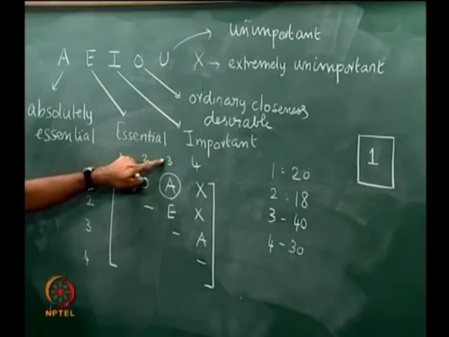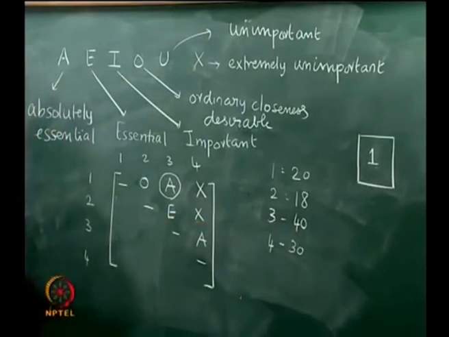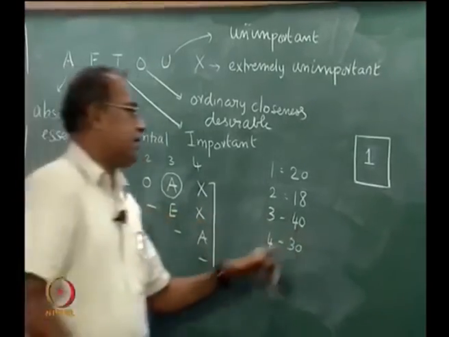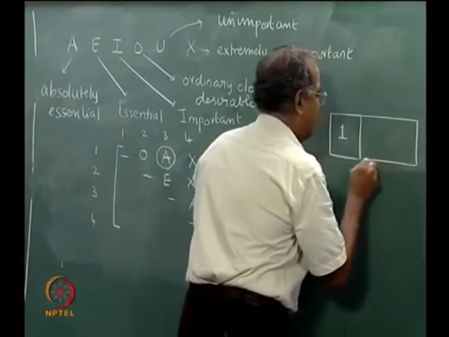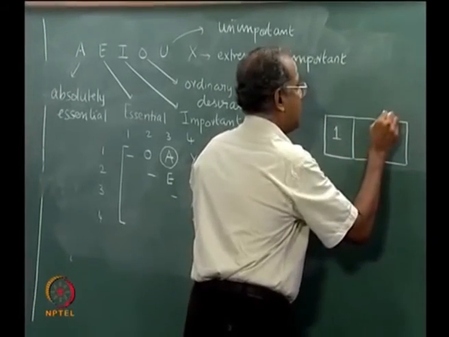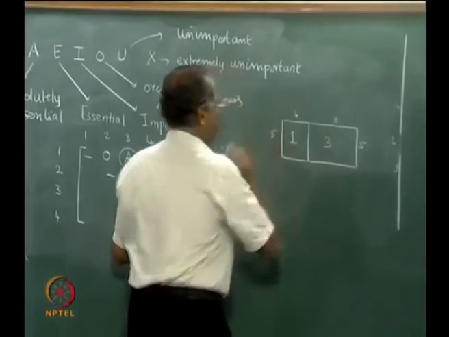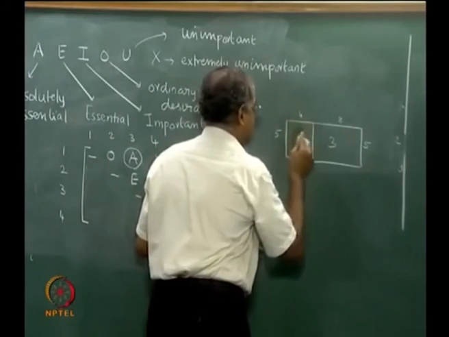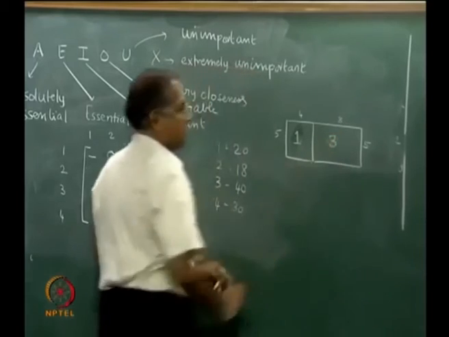Department 3 is the next best. So, here it is 40. So, we could think in terms of an 8 by 5 rectangle which is close to a square. So, we could have another 8 by 5 which is facility 3. So, this is 8 by 5, this is 4 by 5. Let me use a different color to show that these are facilities. So, 1 and 3.